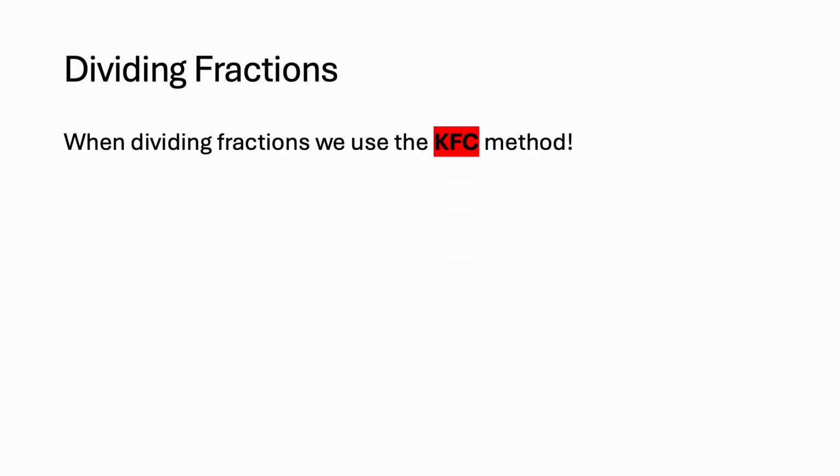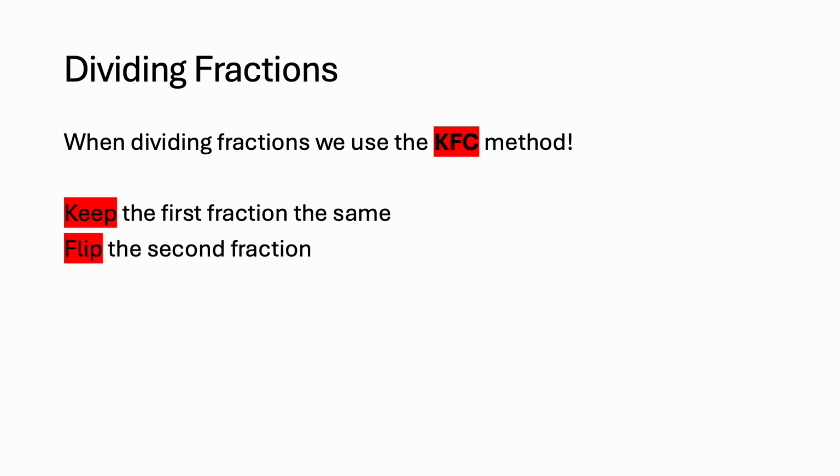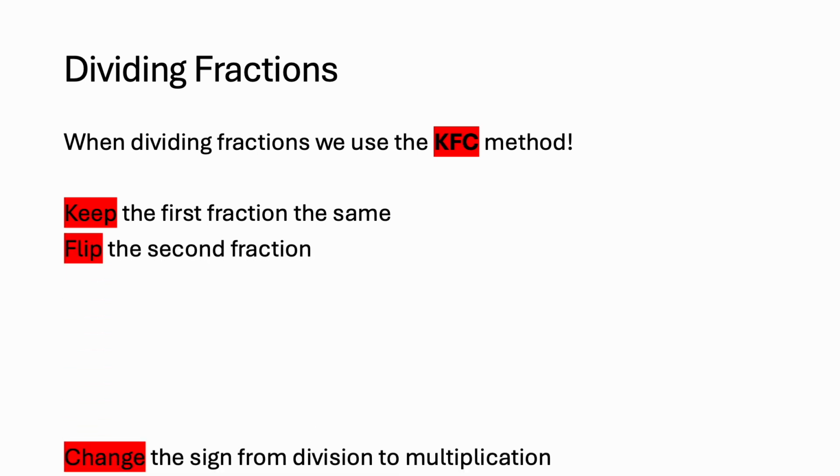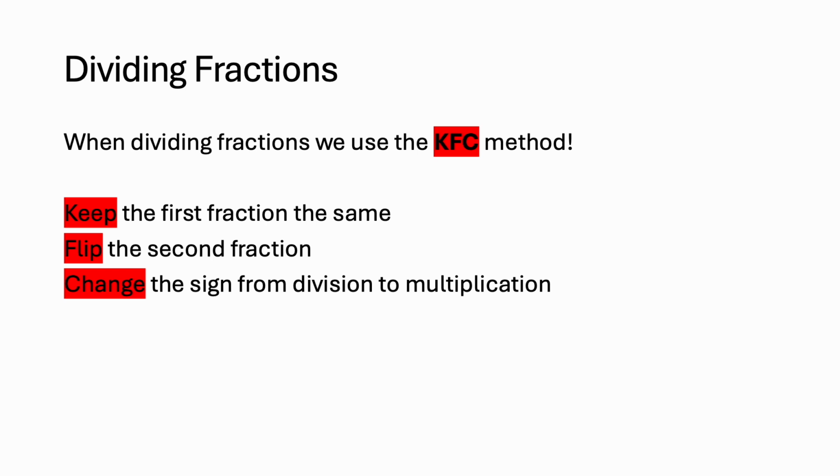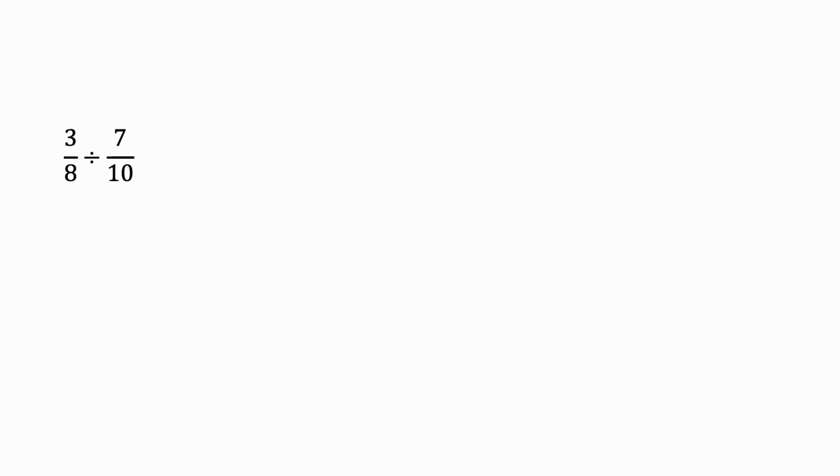So now we're going to look at dividing fractions. When we divide fractions, we use the KFC method, which stands for keep, flip, change. So we keep the first fraction the same, flip the second fraction, and then change the sign from division to multiplication. So let's put that into practice. So we have 3/8 divide by 7/10.